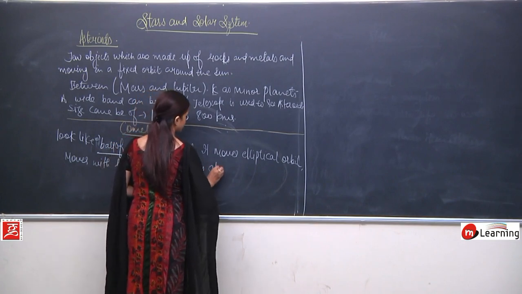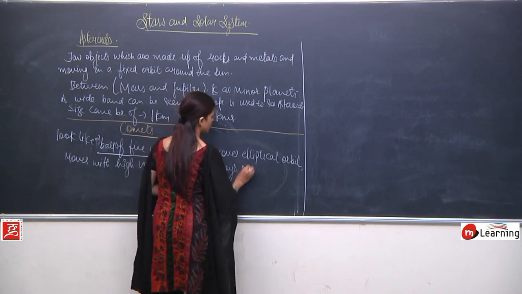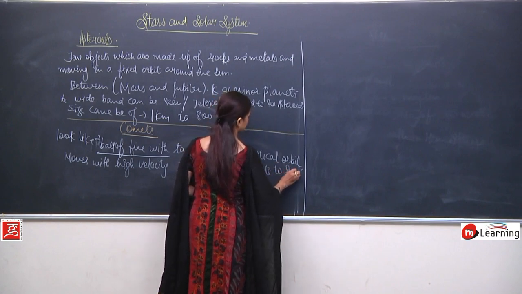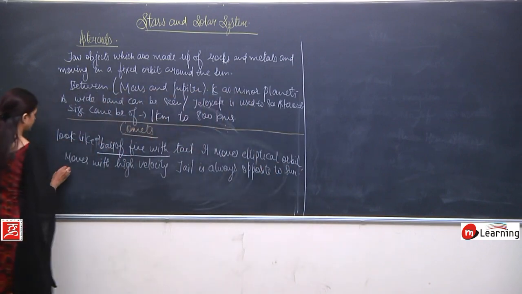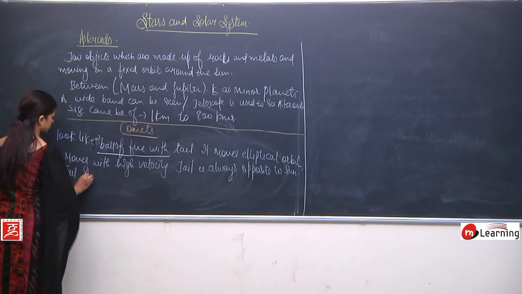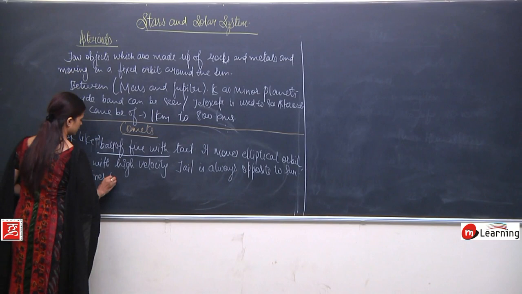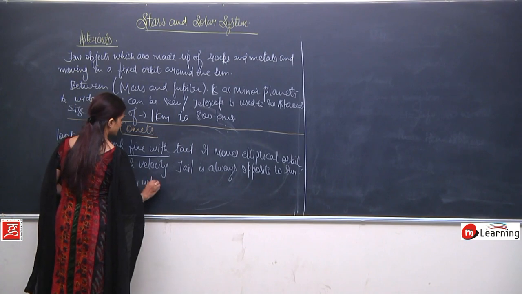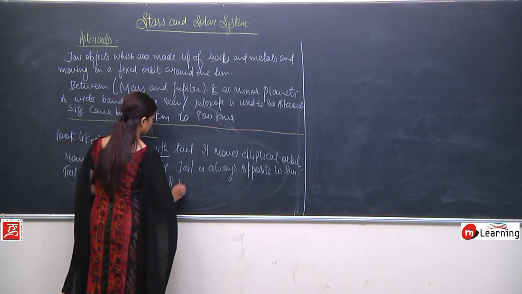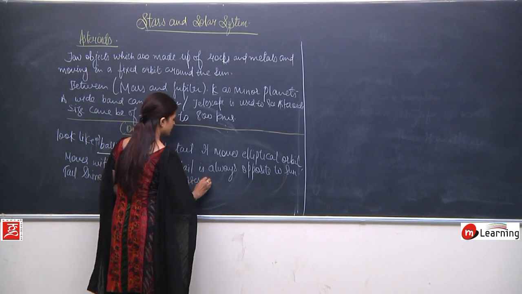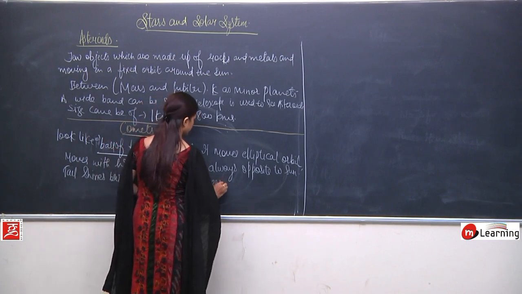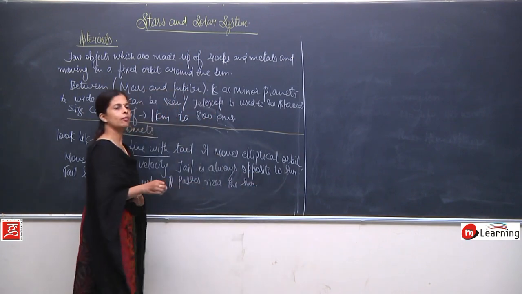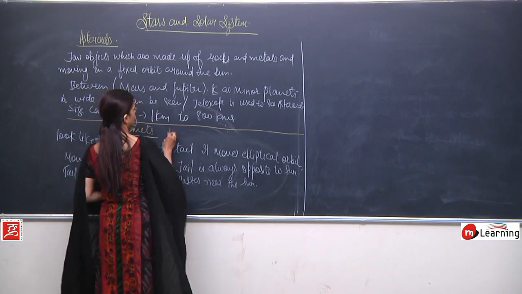And the tail is always opposite to the sun. The tail shines brightly when it passes near the sun. Halley's comet is one of the comets, Halley comet.